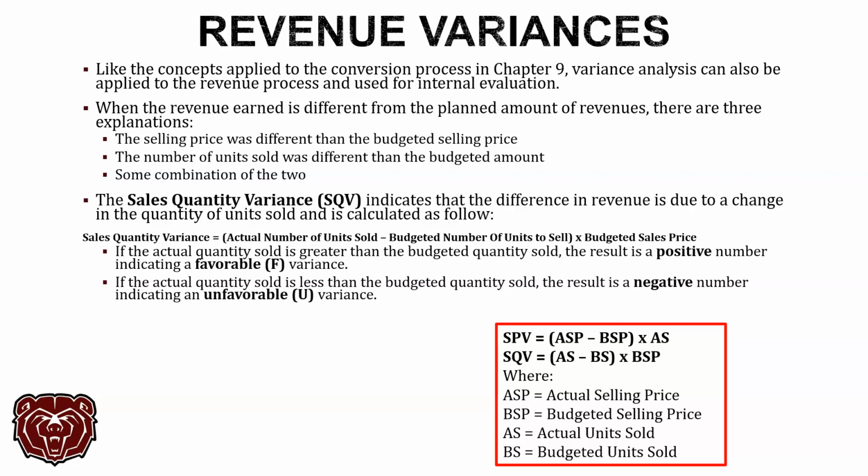If the quantity that you sell is greater than the budgeted quantity sold, it's a positive number. It indicates a favorable variance for us. We sold more than we thought we would. If the quantity sold is less than the budgeted quantity sold, it's a negative number. This indicates an unfavorable variance. We sold less than we thought we would actually sell. Now remember, we never label these as positives or negatives. We just label them as favorable or unfavorable, okay?